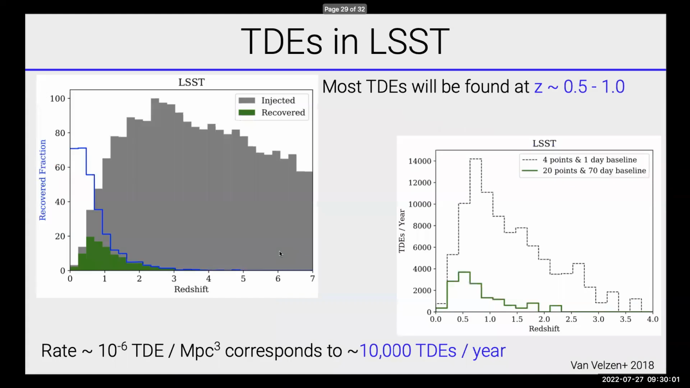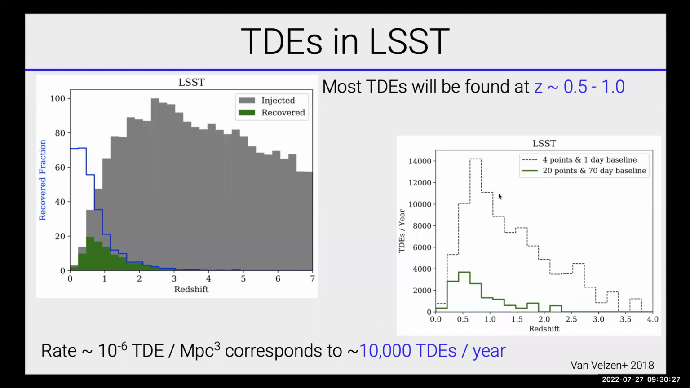So we find here in the plot on the left, in gray, I show all of the injected TDEs, all of those 30,000. And in green is the ones that were detected with just one data point in the survey. And we see that most TDEs will probably be found between a redshift of 0.5 to 1, and around 70% of the closest TDEs we will be able to recover. But one data point is obviously not going to be very useful.